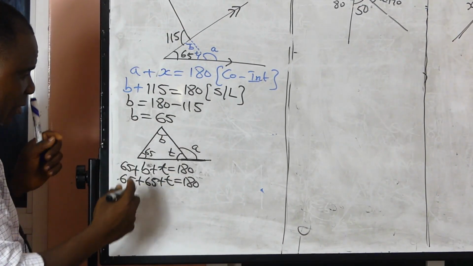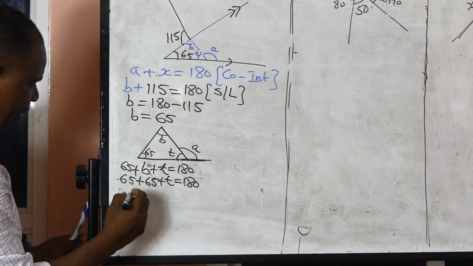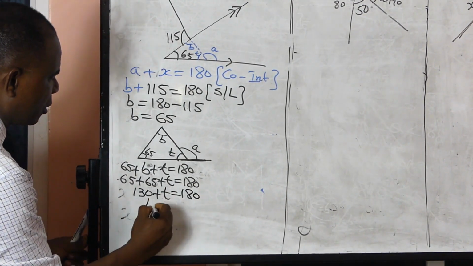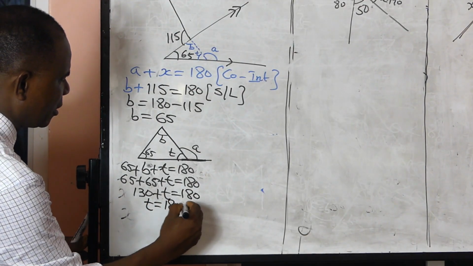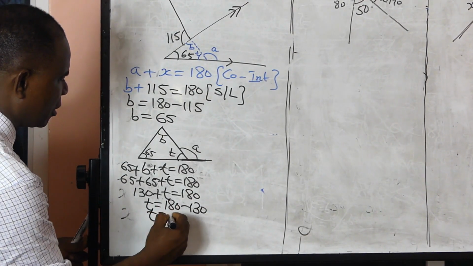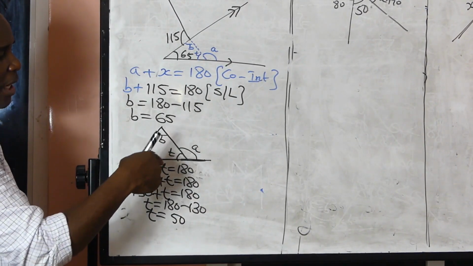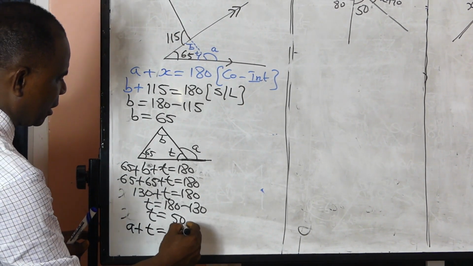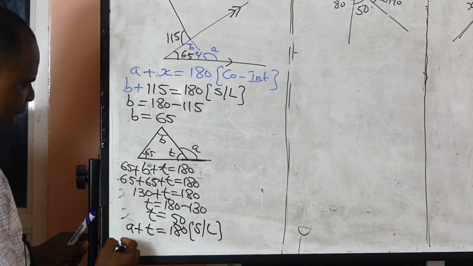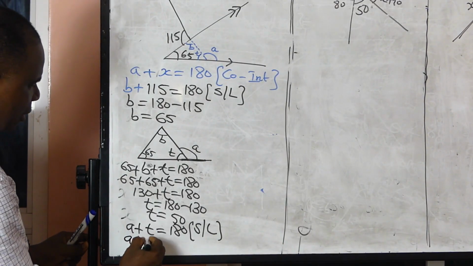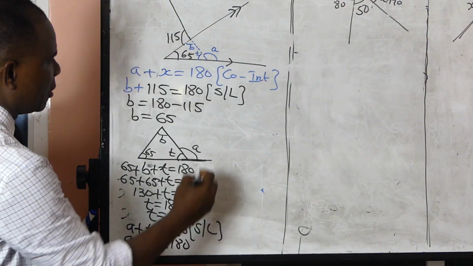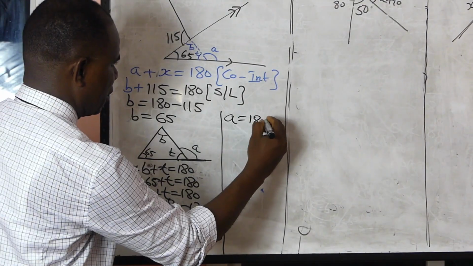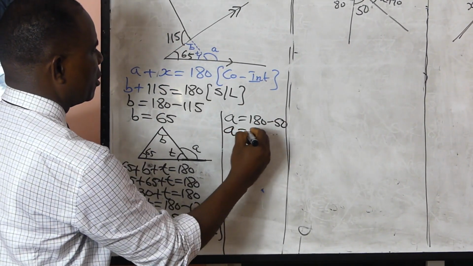But let's use the angles in a triangle technique now. So we have 130 plus T is equal to 180. So T is going to give me 180 minus 130. So now T is 50. Now with T I can find A. A plus T is equal to 180. That is angles on a straight line. Now I will find A: T is 50, so A is 180 minus 50. So A is 130.